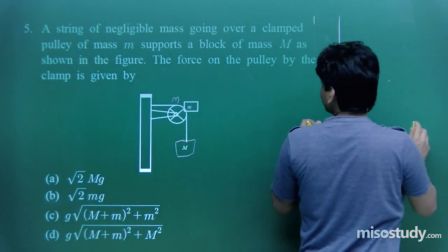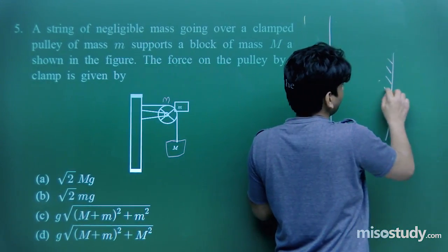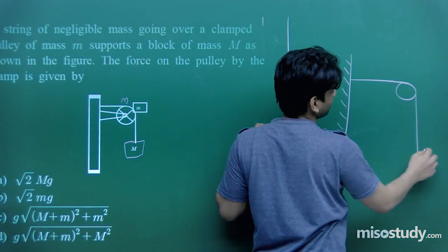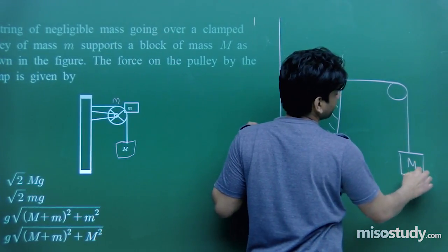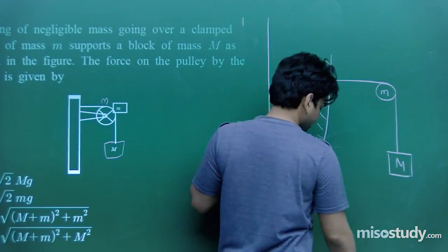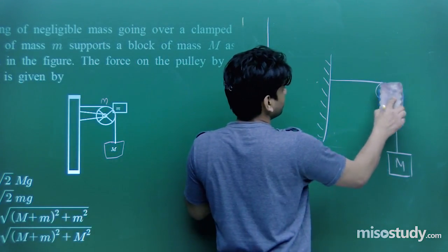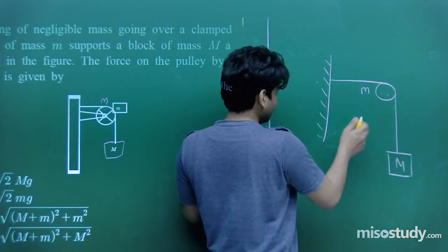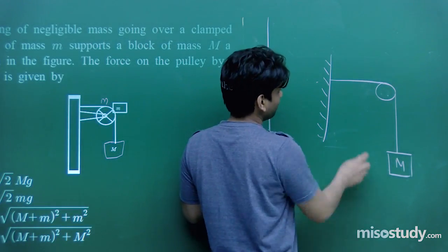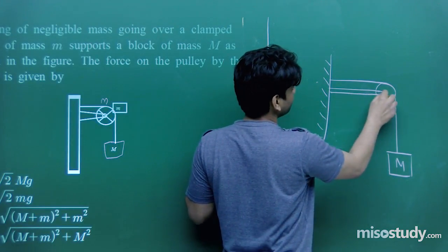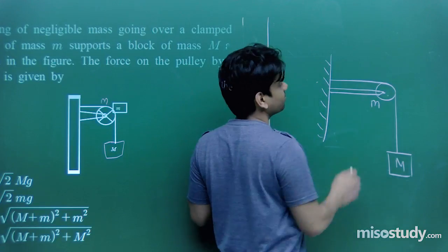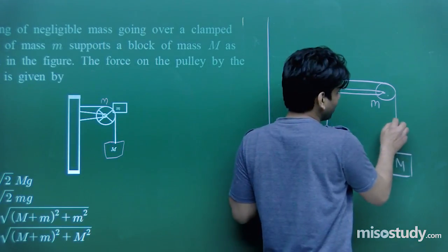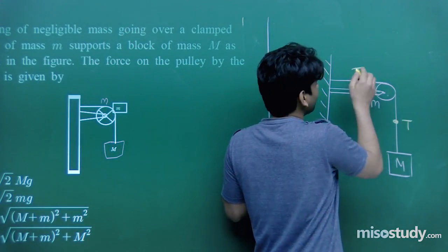Let me draw the diagram once again. For your better understanding, we have a pulley, we have a string tied to it, and we have a block hanging. The pulley mass is given as small m. We need to find the force acting due to the clamp of the pulley. Try to understand. First of all, there will be a tension created within the string. So I am marking this as the tension.